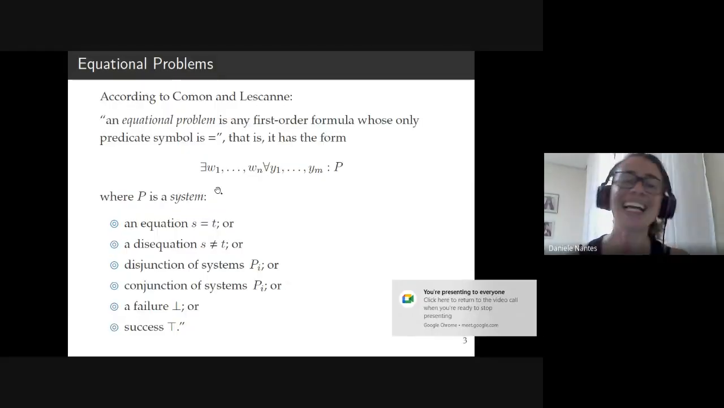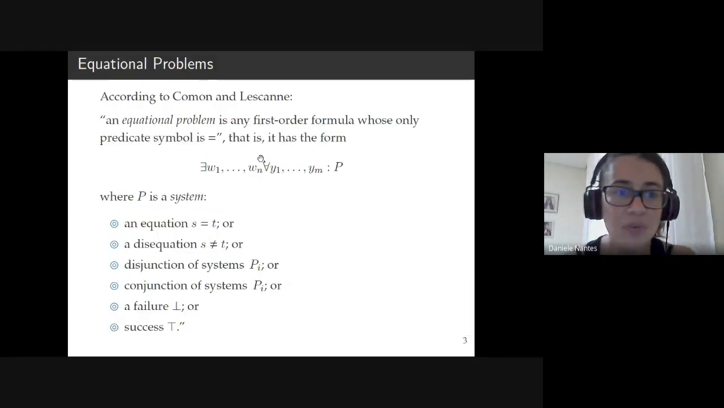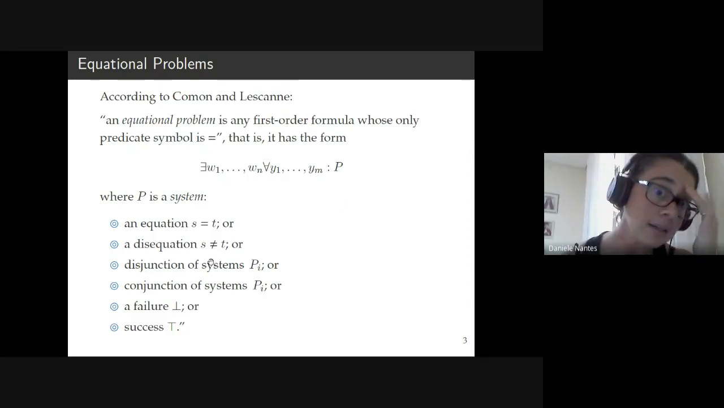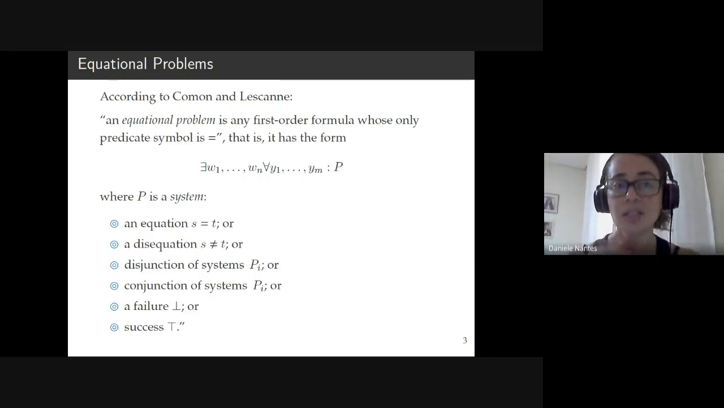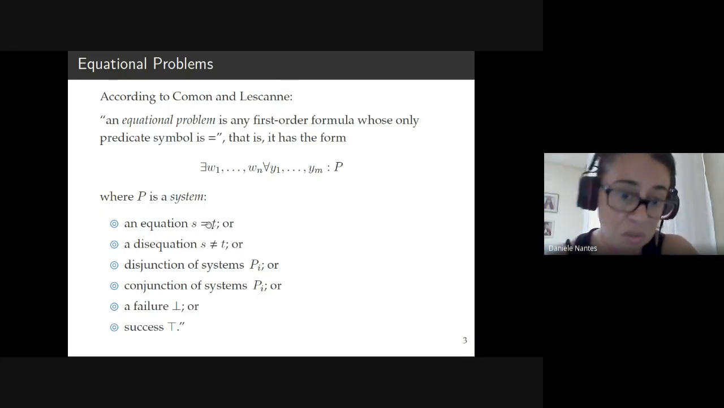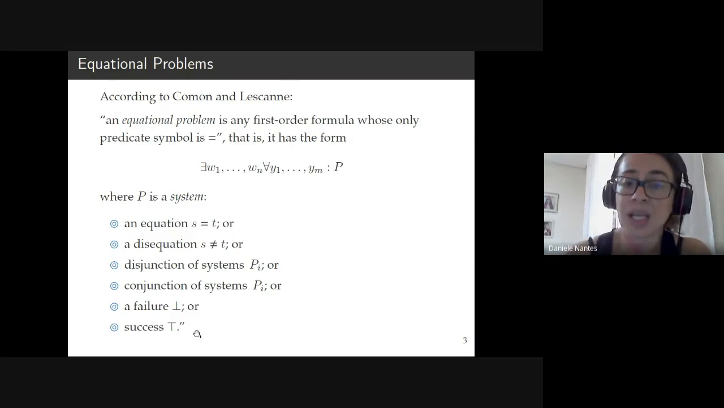Okay. So I started talking about this paper by Comon and Lescanne, where they say we are working with equational problems, and for us and for everybody, an equational problem is a first-order formula whose only predicate is equality. And for them, the equational problem has this shape. It's a sequence of existentials and foralls in a system P, and P can be either equal, different, conjunction, or disjunctions of equals and differences, failure and success.